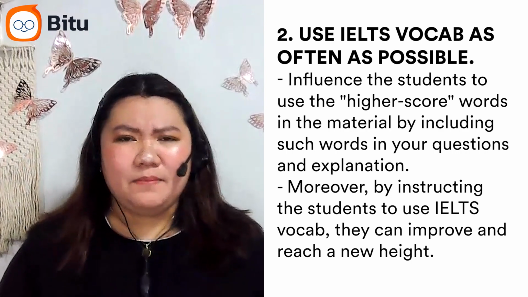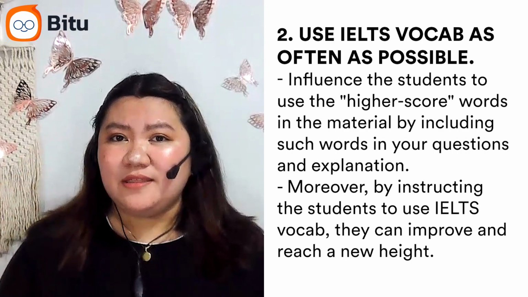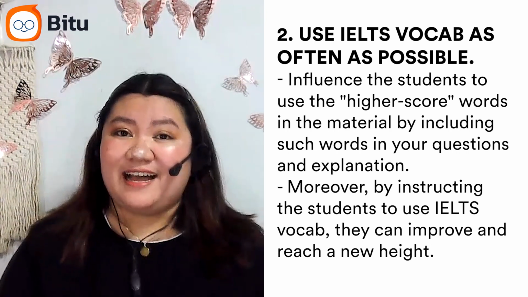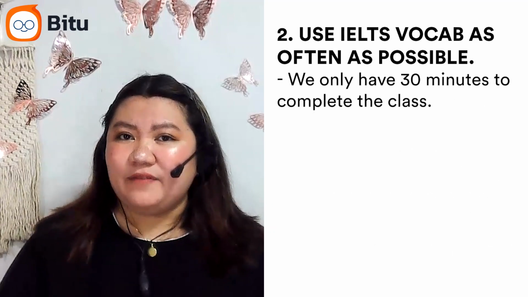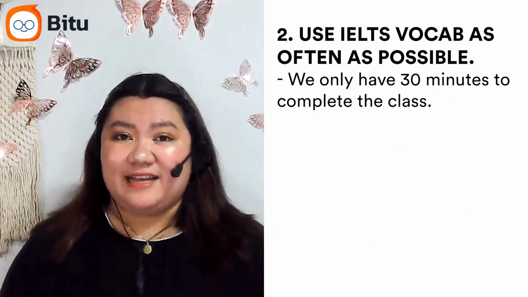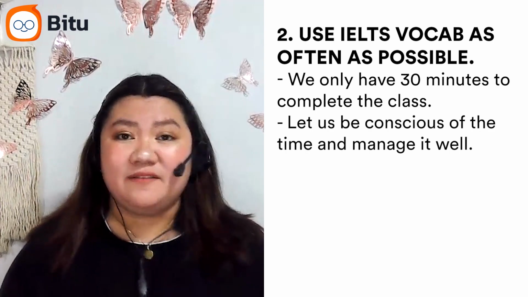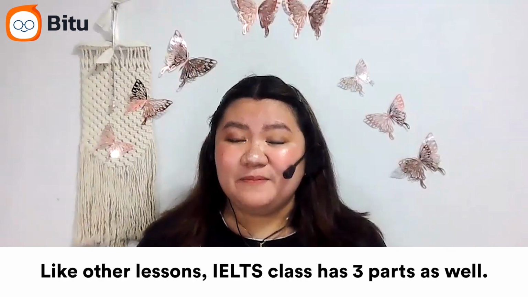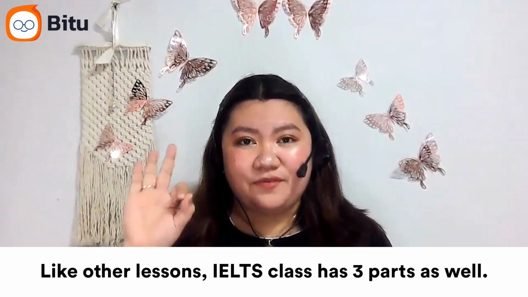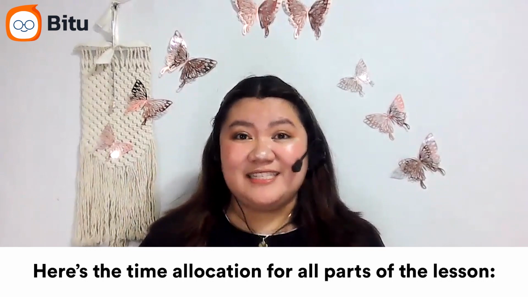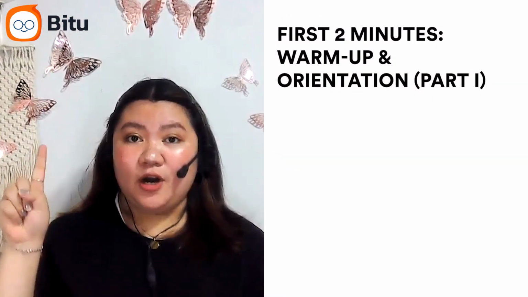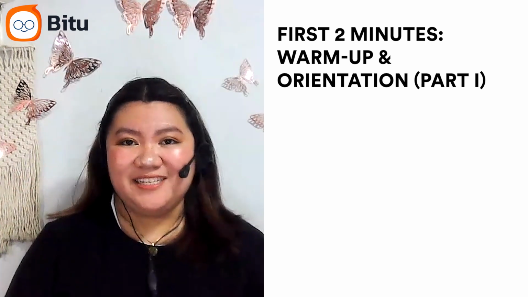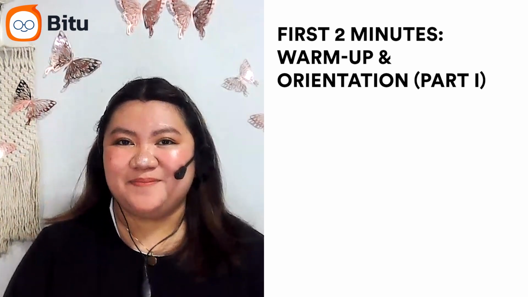But topic is not the only thing that must be considered in an IELTS class. Time must also be regarded. We only have 30 minutes to complete the class, so we must be conscious of the time and manage it well. Just like the other lessons, IELTS class has 3 parts as well. So here's the time allocation for all parts of the lesson. Part 1. Warm-up and orientation for 2 minutes.